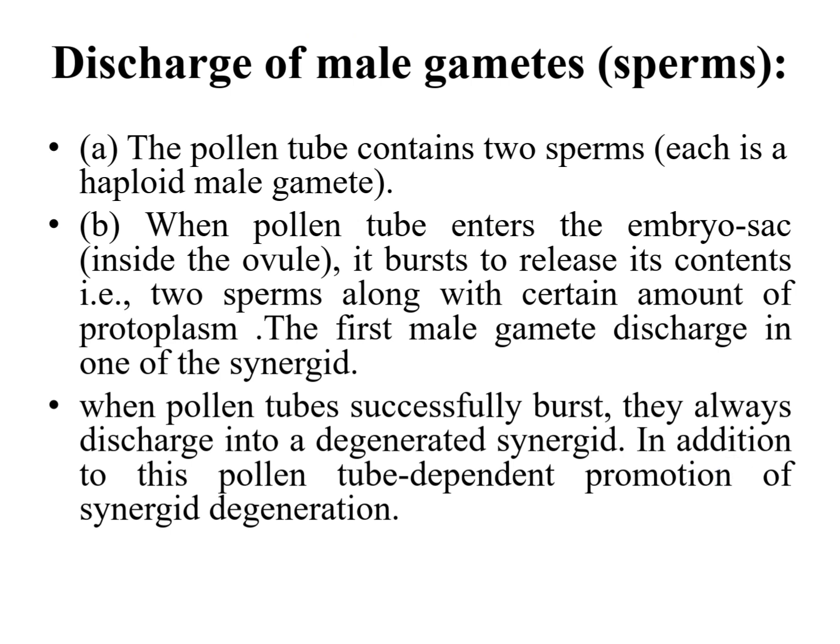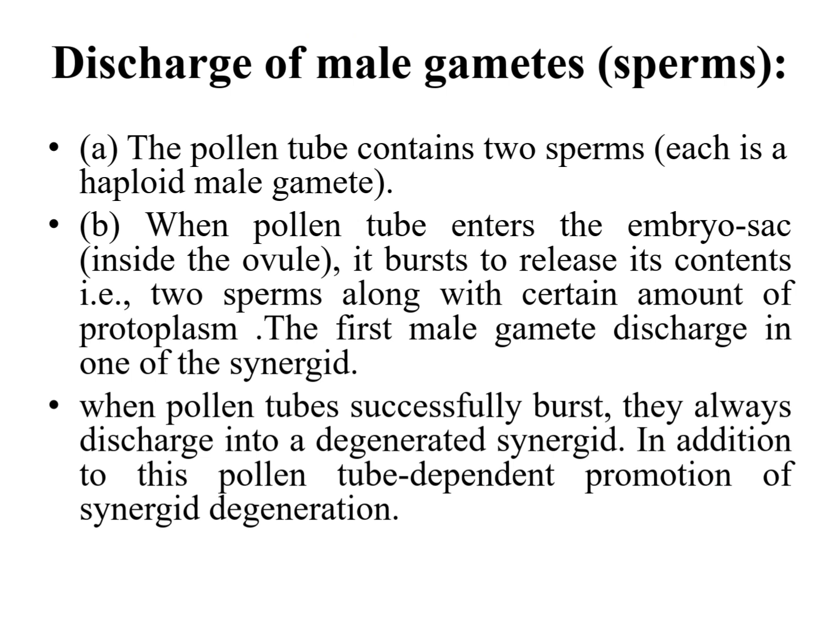Then discharge of male gametes. Inside that pollen tube, male gametes are present. The pollen tube contains two sperms or male gametes or haploid male gametes. When the pollen tube enters the embryo sac, it bursts and releases the content, two sperms along with a certain amount of protoplasm. And the first male gamete is discharged in one of the synergids. The pollen tube successfully bursts.